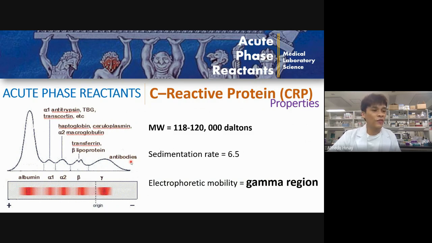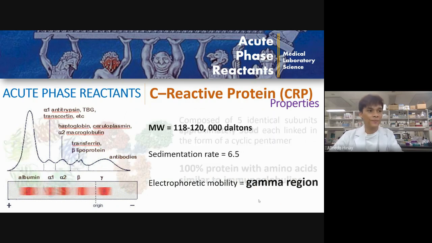And then for the electrophoretic mobility, take note, as I mentioned earlier, that your antibodies and your C-reactive protein are a primitive form of your antibodies. Therefore, they migrate in the same region, which is your gamma region. If you can observe here on the antibodies, on the gamma region.